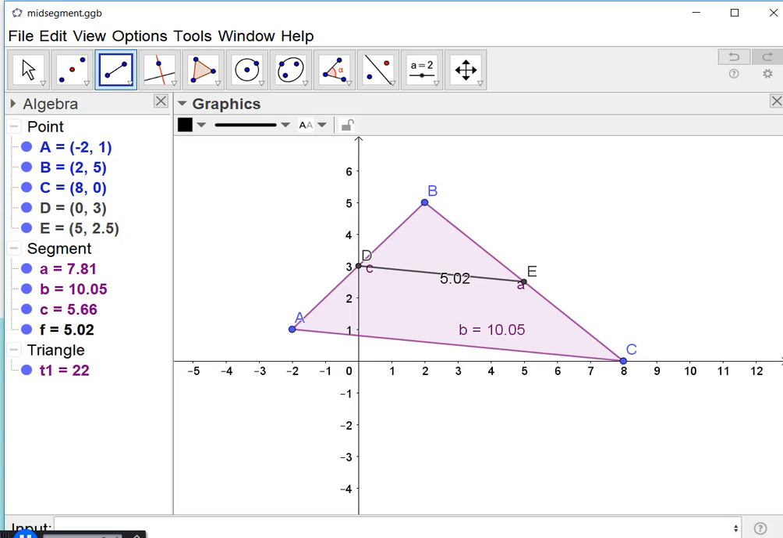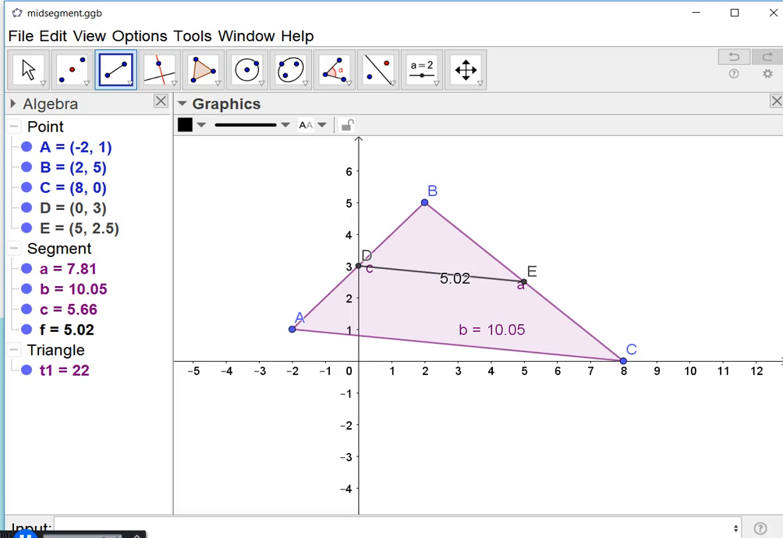Now, if you look at the lines, you might be able to make a conjecture about the slopes and how you think they compare. Are they the same? Are they different? Are they opposites? Looking at them, we can tell that they're both negative slopes. But let's go ahead and calculate the slopes using the endpoints.